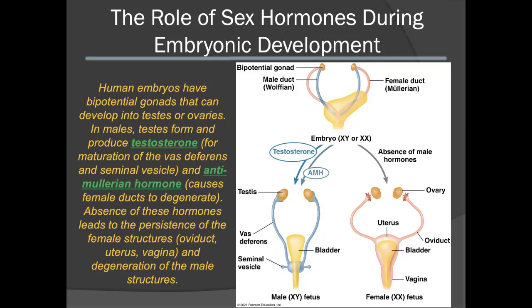In the absence of these hormones, you would get the persistence of female structures that would then develop into the oviduct, uterus, and vagina. This would then also lead to the production of estrogens, which would degenerate the male structures. Note that in the presence of testosterone and anti-Mullerian hormone, you get the overall development of a male fetus. In the absence of the male hormones, you get the development of the female fetus.